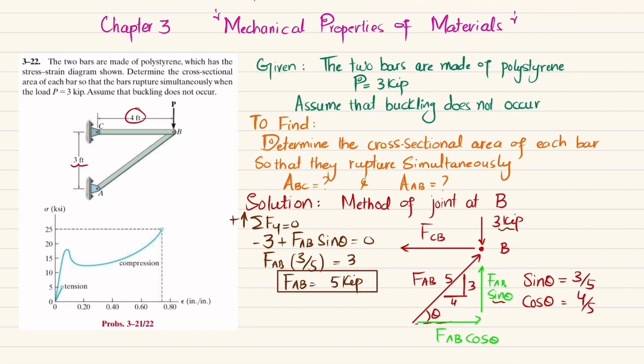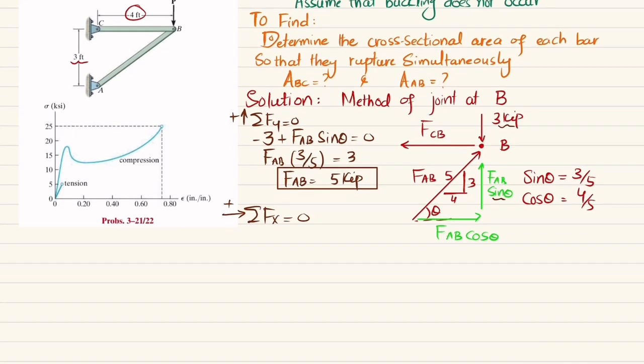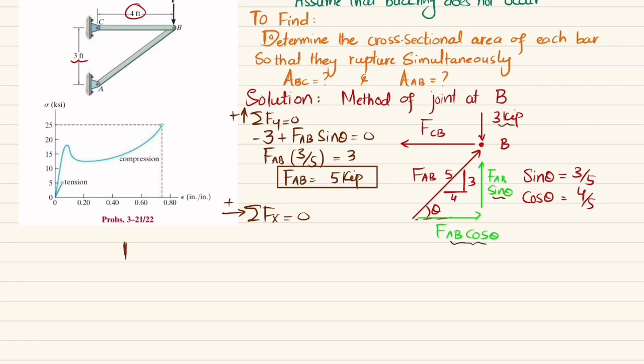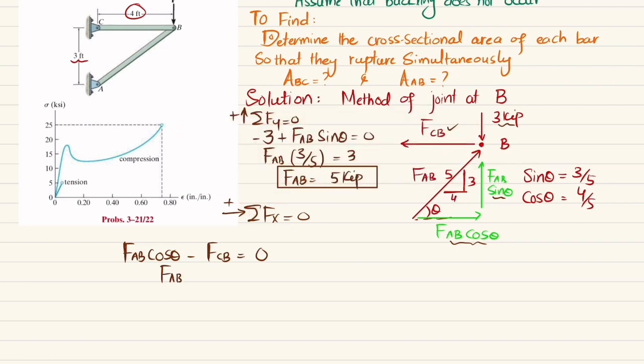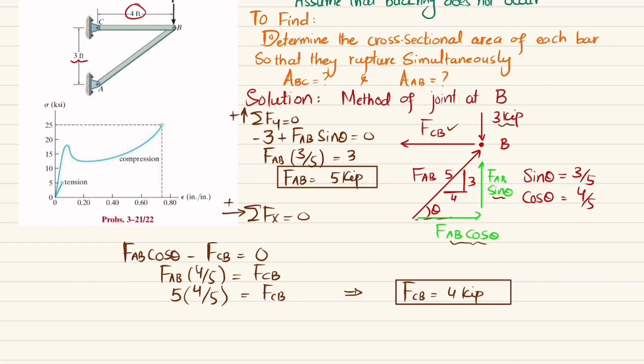Now we'll find FCB by using another equation of equilibrium, that the sum of all forces along the x direction must be equal to 0, and force towards the right will be taken as positive. So you can see FAB is in the positive direction. So FAB cos theta minus FCB, which is in the opposite direction, is equal to 0. And you can see that cos theta is equal to 4 over 5. So FCB is equal to FAB, which is 5, multiplied by 4 over 5. And you can see that FCB will be equal to 4 kips. Now you have both forces in the members. In member AB it is 5 kips, and in member CB it is 4 kips.